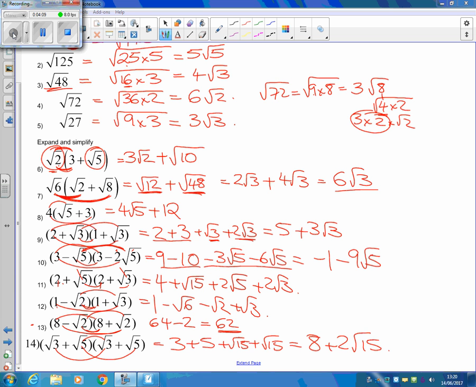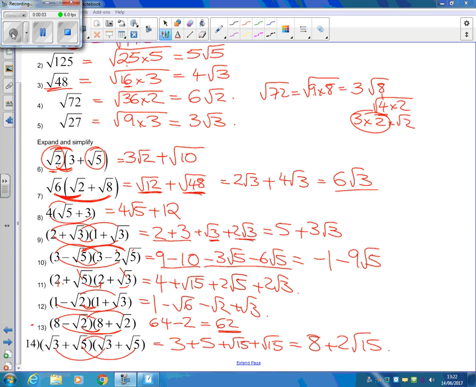Lots of surds to come. If you want to do any more than that, the next step would be to rationalise a denominator. We will do a brief lesson on that probably in September, but if you can look at rationalising a denominator, you can get a head start in that as well.